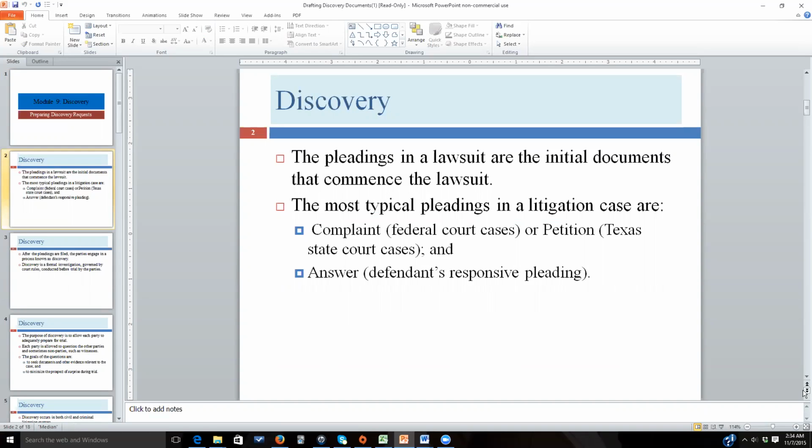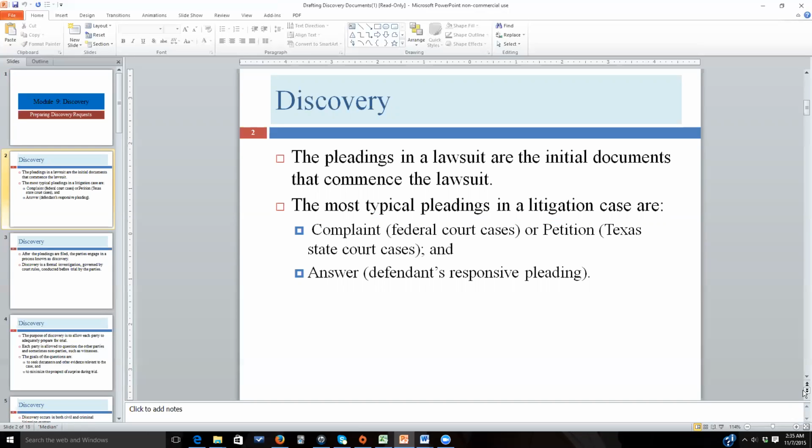That's going to help me prepare for trial. It's going to help me have a greater understanding of the strength of my case and how I ought to approach settlement negotiations. So it's very obvious why I would want to know the other side's perspective on a particular case, or the facts that they are going to be relying upon, their theory of the case.